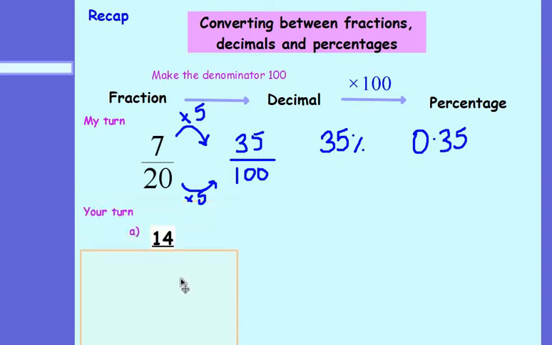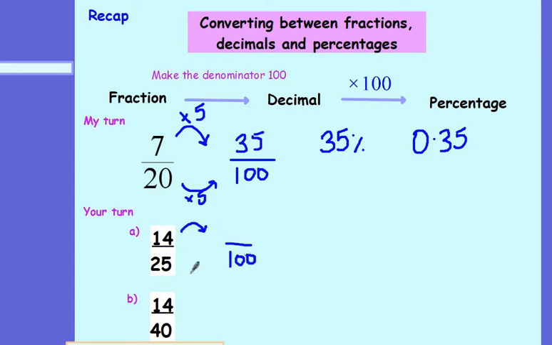Over to you, Year 7. In your light blue books or on your mini whiteboards if you have one, can you convert these two into a decimal and a percentage for me? Pause the video and have a go at that now, please. Right, let's go through the answers. So for the first one, I want to make my denominator 100, so I'm going to multiply top and bottom by 4.